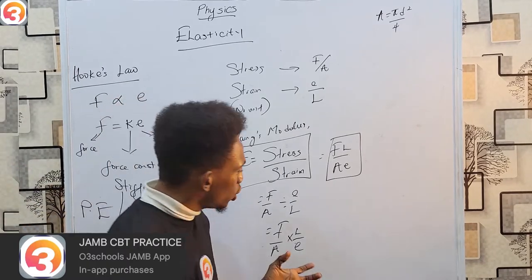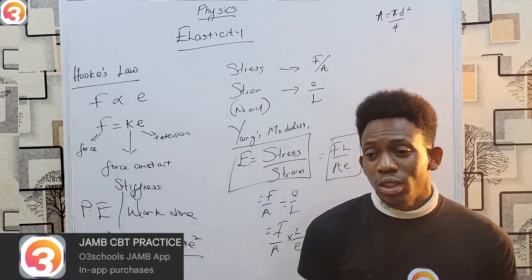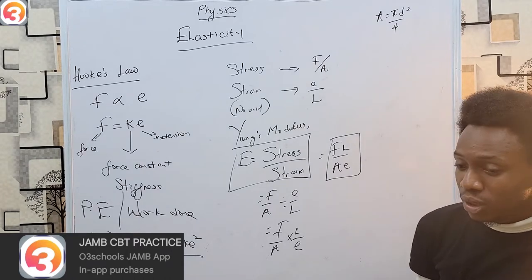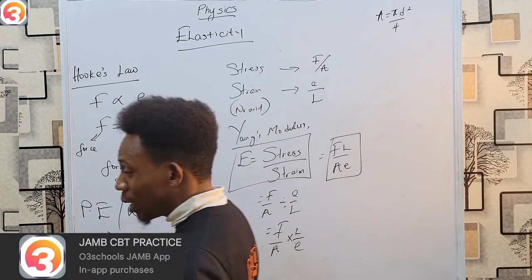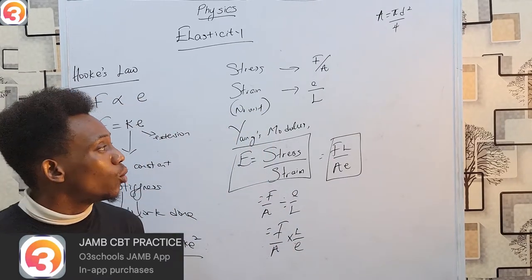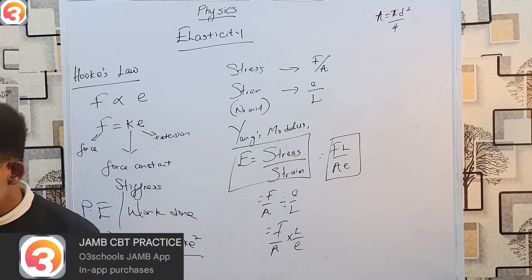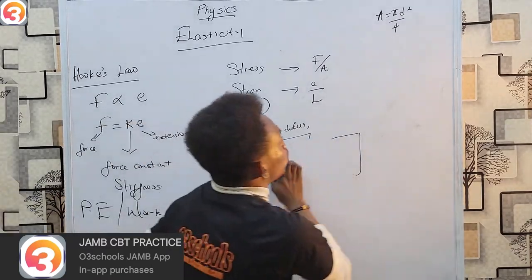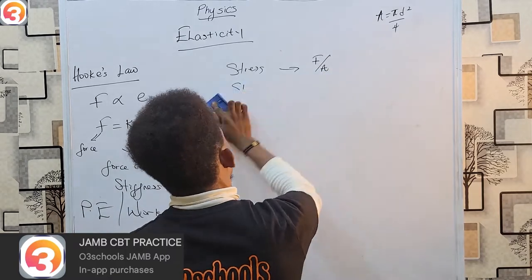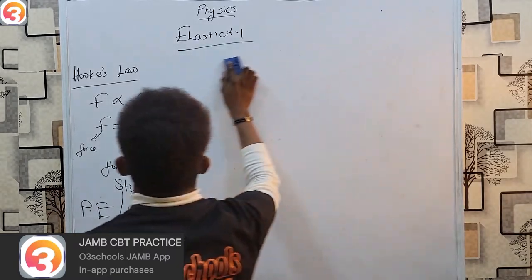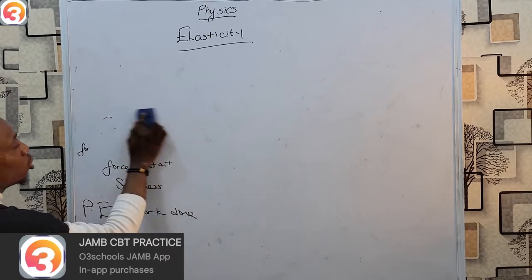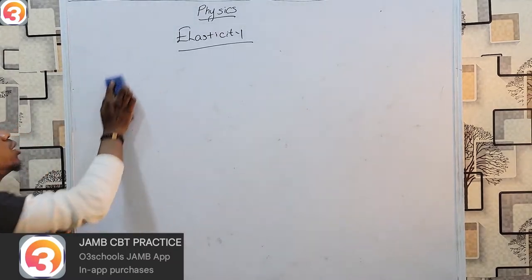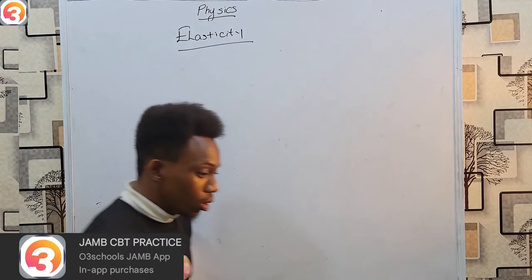And funny enough, this is pretty much all we need to know about stress and strain. It's really one of the simplest topics you have in physics. And once we truly understand this, we are actually ready right now to solve some questions. So let's see. Obviously, once we come to solving questions, there's nothing better to use than our O3SCHOOLS JAMB app, to which you should turn now and then search for questions having to do with this topic so that we can solve them. So let's see.